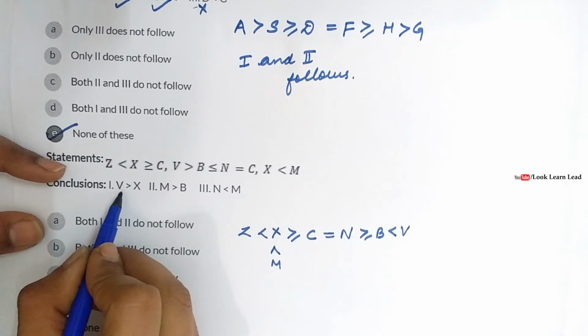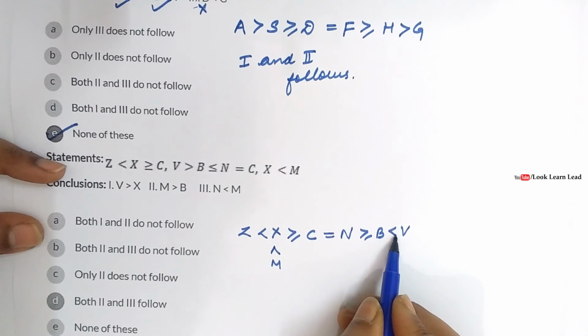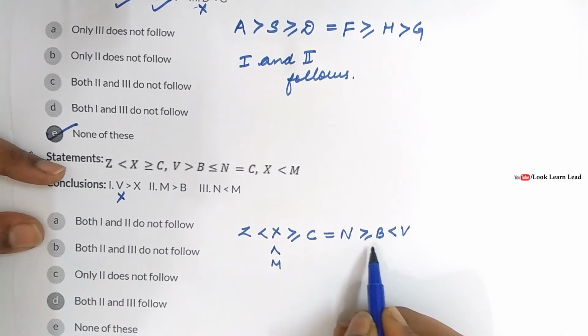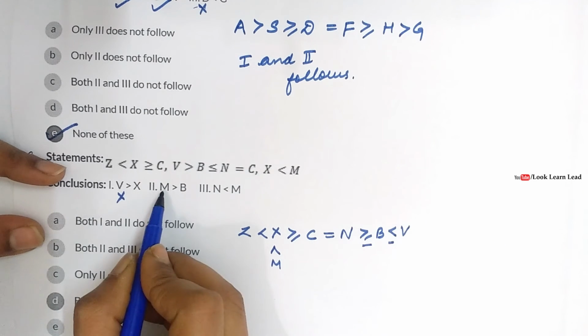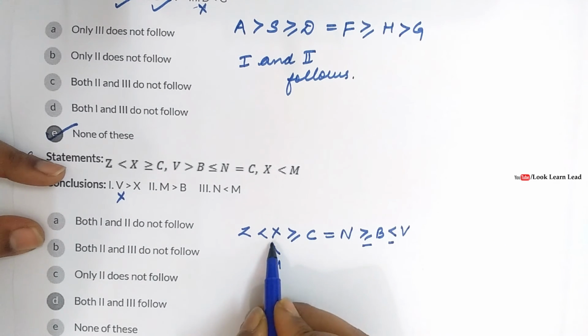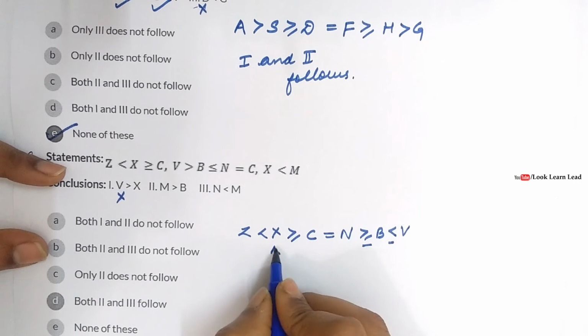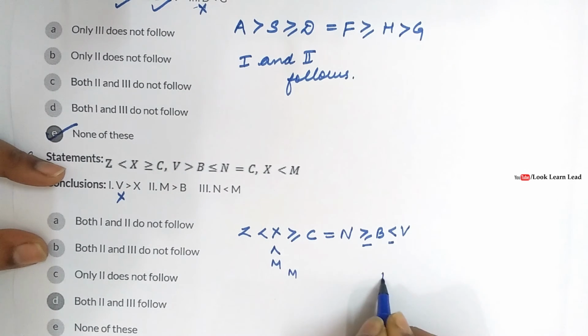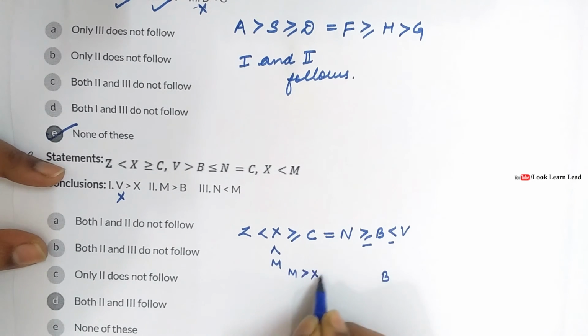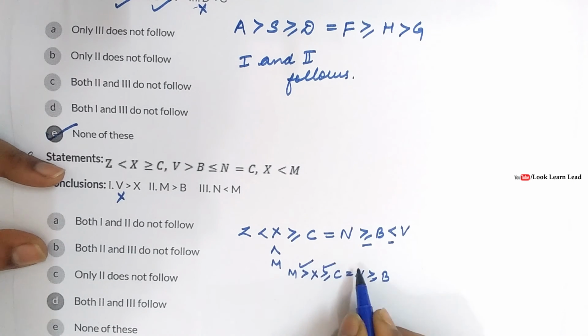Now, first question is B is greater than X. We can check B is greater than X. It is false because we have two symbols here. M is greater than B. See, between M and B we have this and this. Highest priority is this, so M is greater than B.